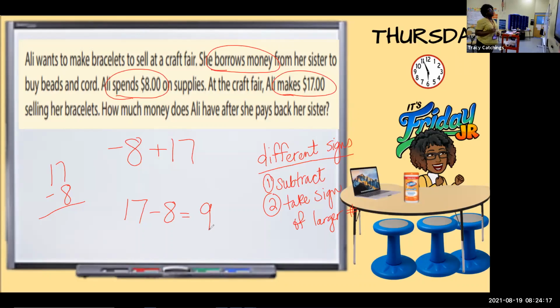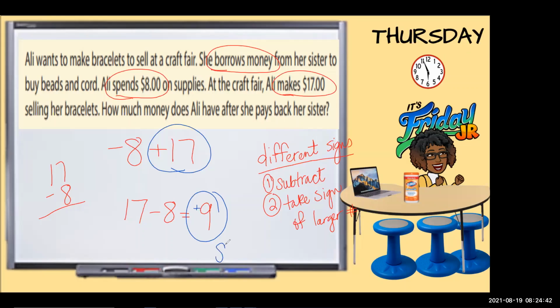So then the second part of that told us to take the sign of the larger number. So when we go back to this original expression, 17 is clearly larger than 8. So then we ask ourselves, what sign was in front of 17, which is a positive? So that means 9 will be positive. So after she paid back her sister, she now has $9.